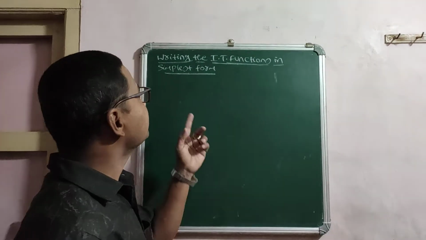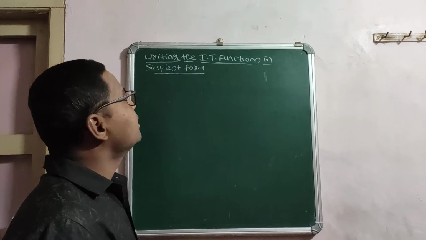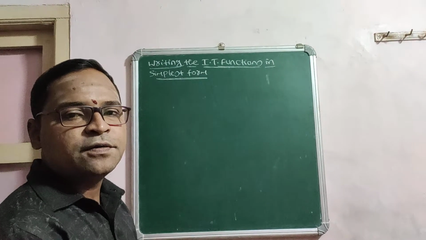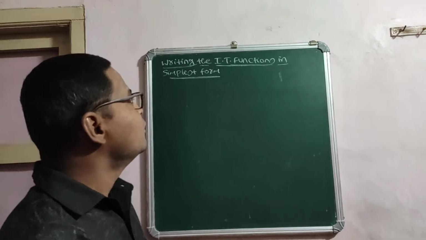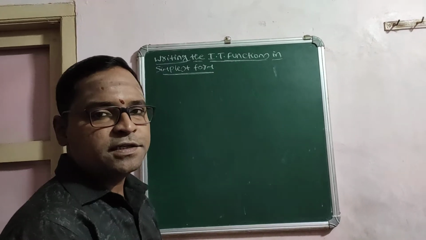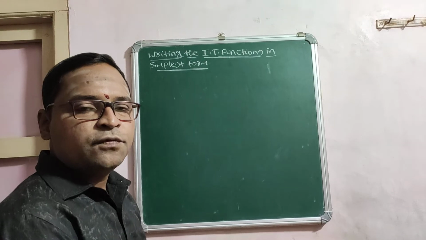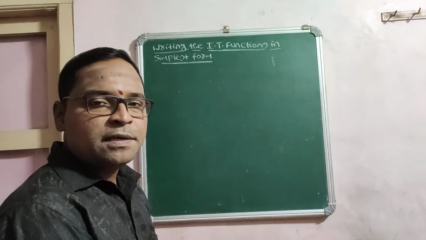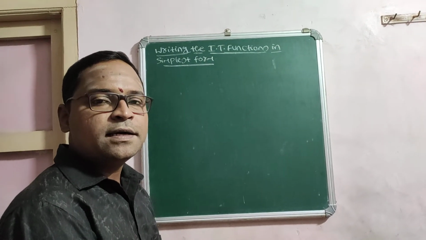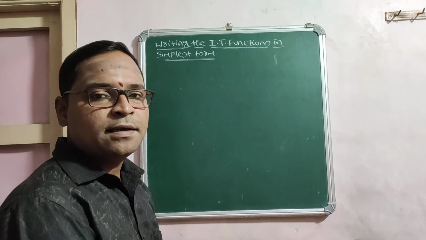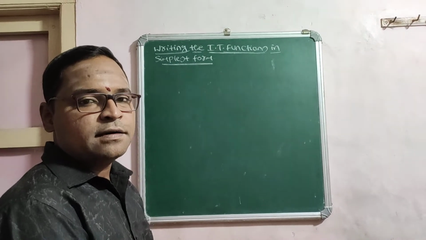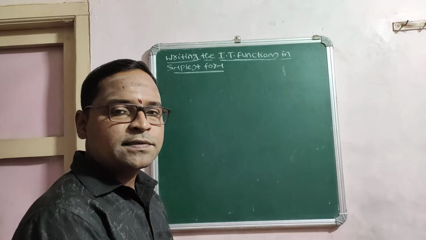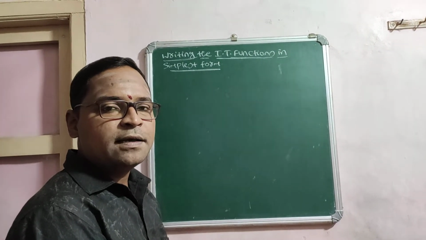Let us discuss the problems based on the conversion of inverse trigonometric function into its simplest form. While converting the inverse trigonometric function into its simplest form, we require to remember the substitutions, multiple angle formulas and half angles, that is submultiple angles. So let us write the substitutions, multiple angles as well as submultiple angles.